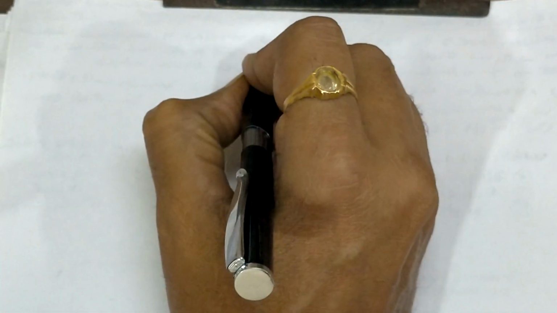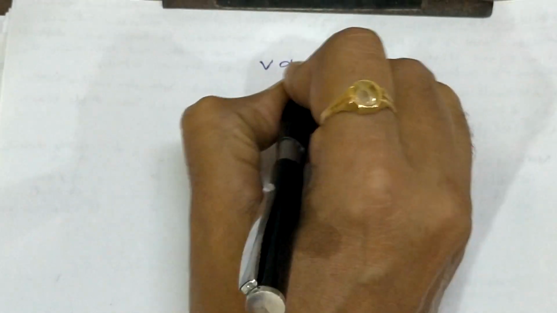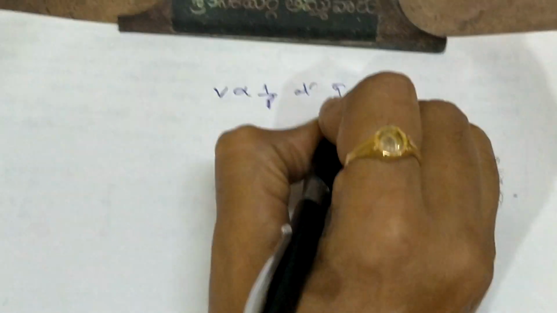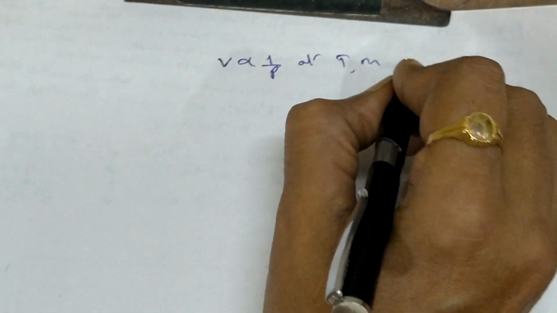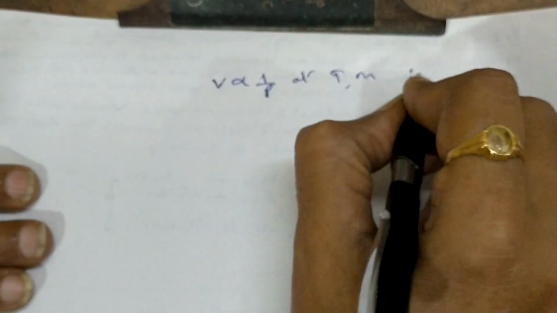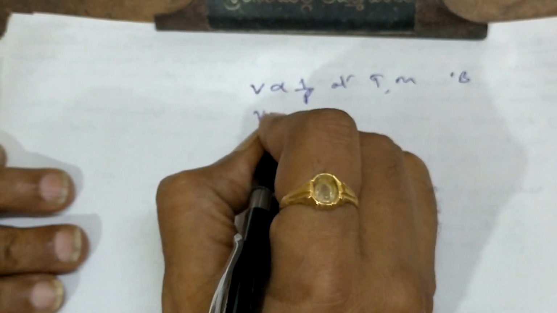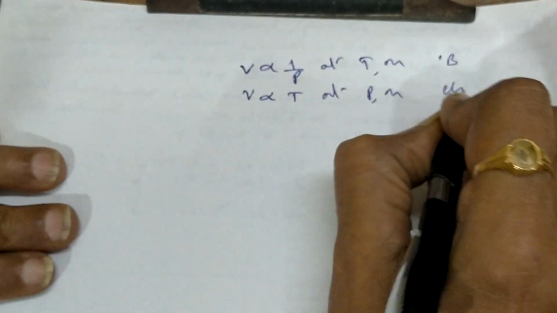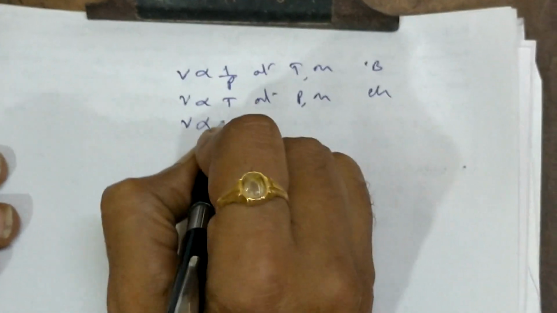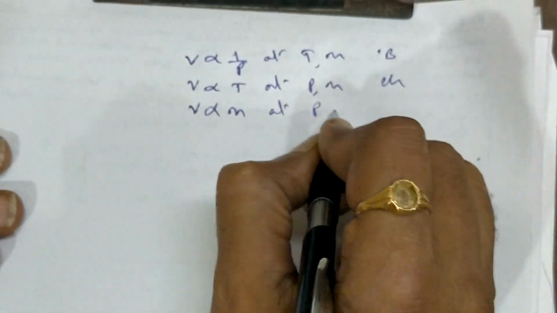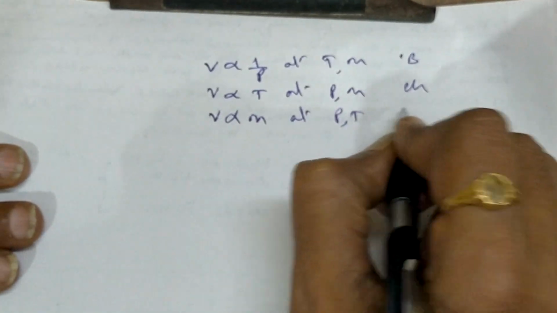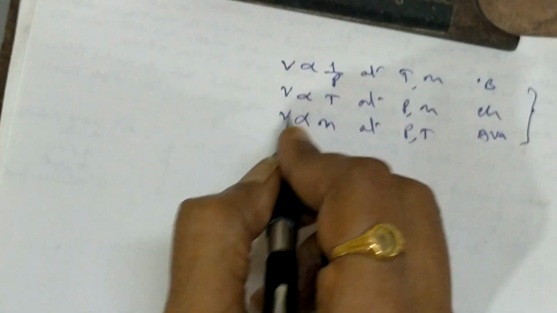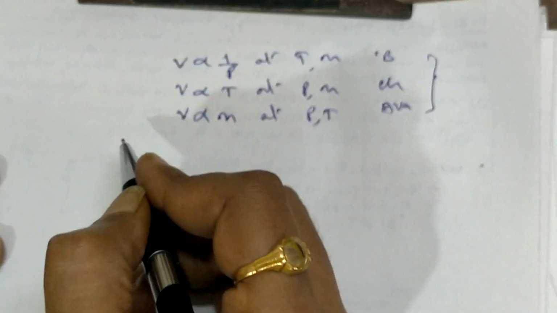Once again, V is proportional to 1 by P at constant T and n. That is Boyle's law; I am writing the shortcut B for Boyle's law. Then V is proportional to T at constant P and n, Charles. V is proportional to n at constant P and T, this is Avogadro. The fourth, the gaseous law, is nothing but the extension of Charles' law only.